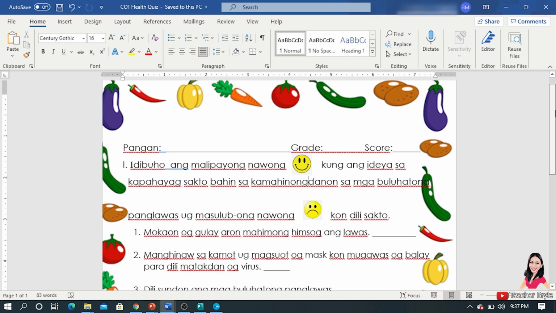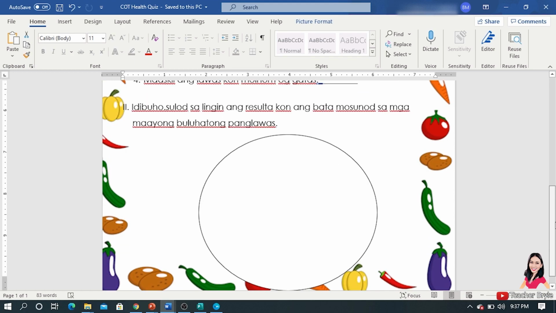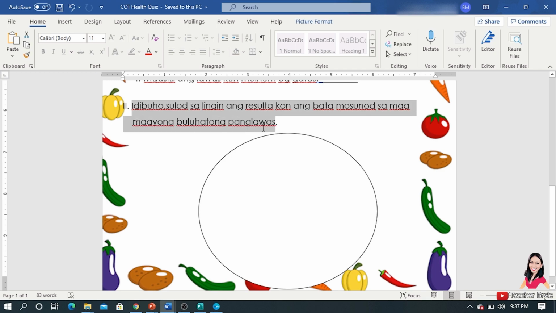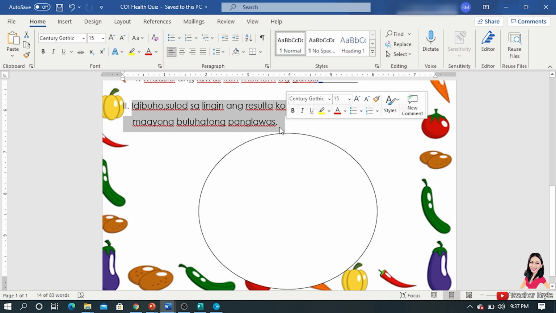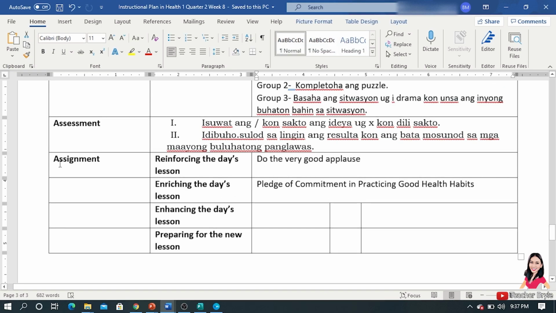So test 1, the teacher will read this together with the learners, and they answer together. After that, for test 2, the teacher will read the given directions and the children draw. After that is our assignment. Here we have reinforcing the day's lessons.